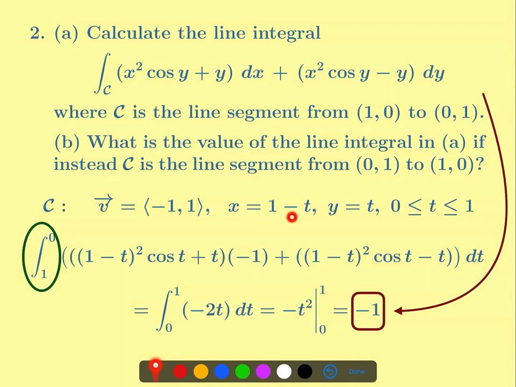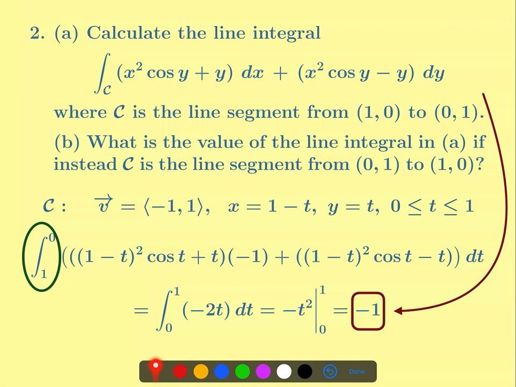At t equals 1, we're at the point (0, 1). And I want to go to t equals 0, where we're at (1, 0). So I want to go from 1 to 0. Well, what does that do to what we just did? Before we had the integral from 0 to 1, and now we have the integral from 1 to 0.